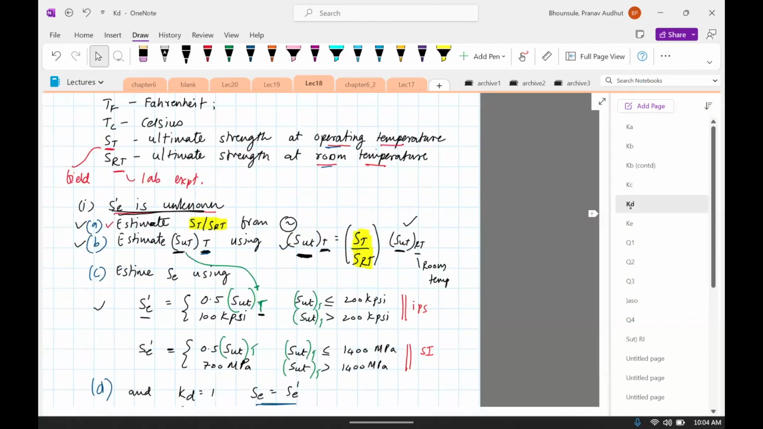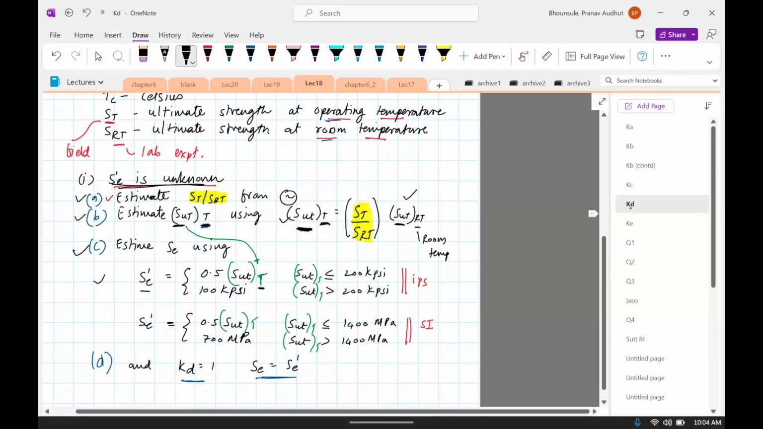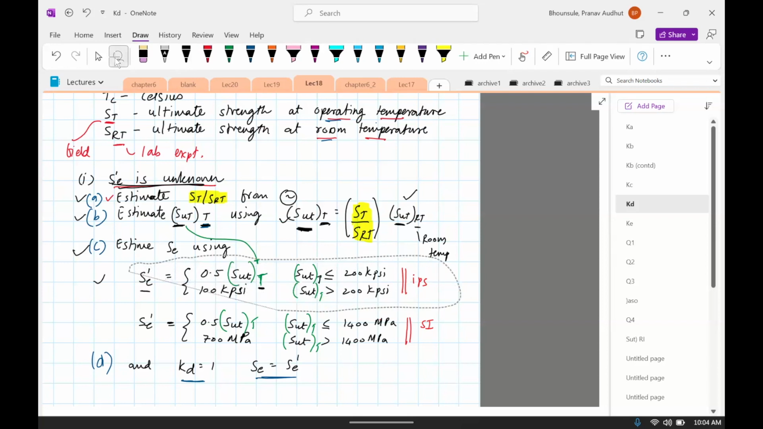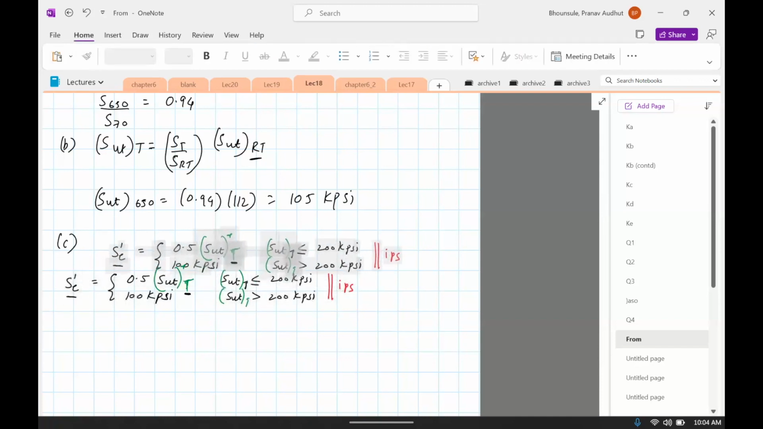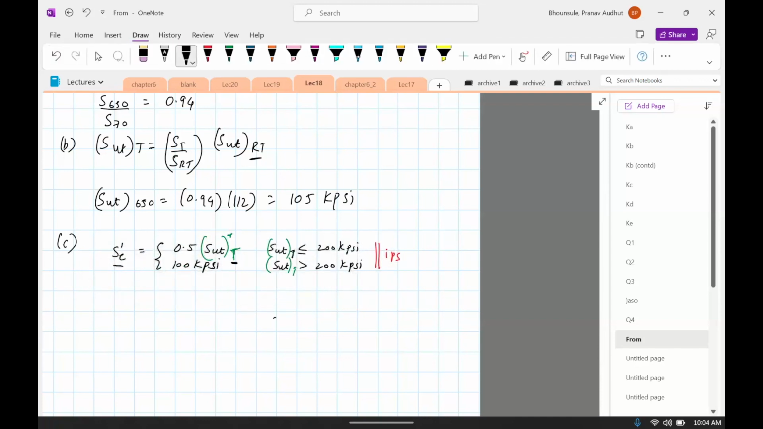So here, once we get this, then we can estimate SE prime using these formulas. Now, here we need to look at what SUT is at the operating temperature. Let me just copy this and then we can stare at it and figure out what's the right one. So we're using the kpsi units. You can copy it from KD.